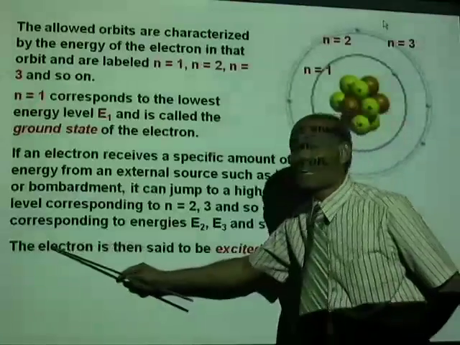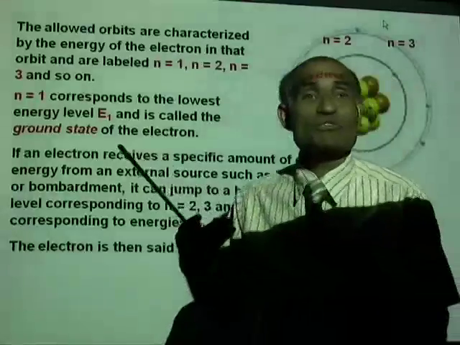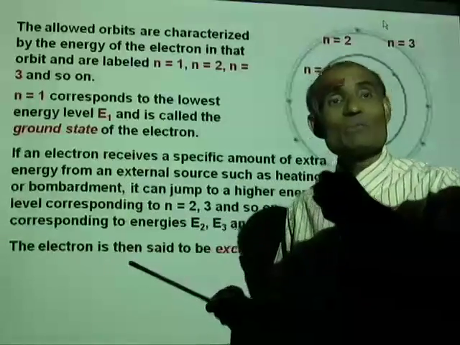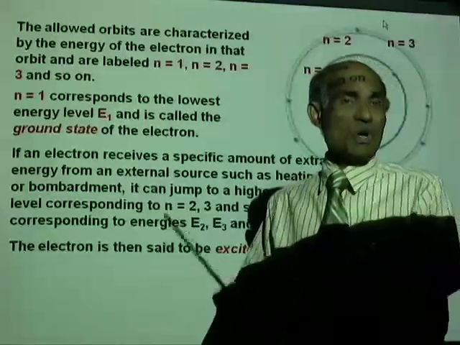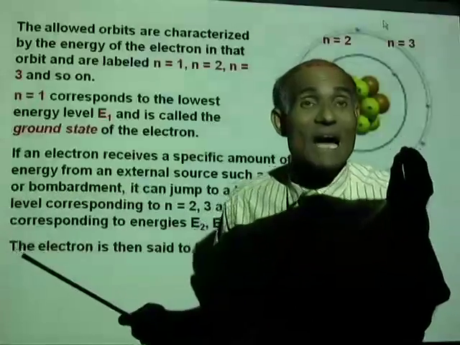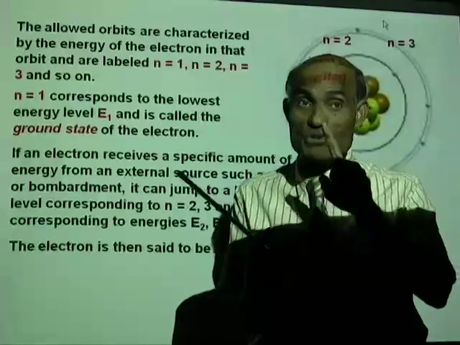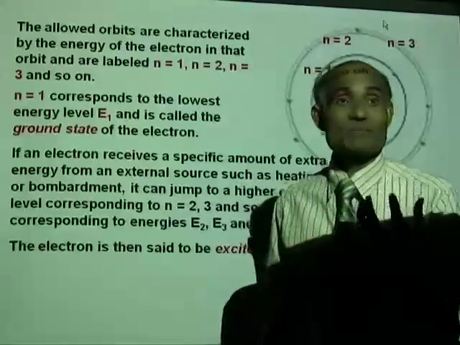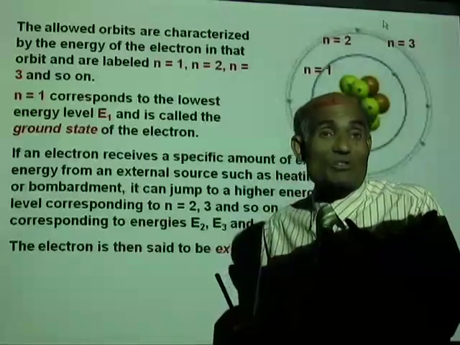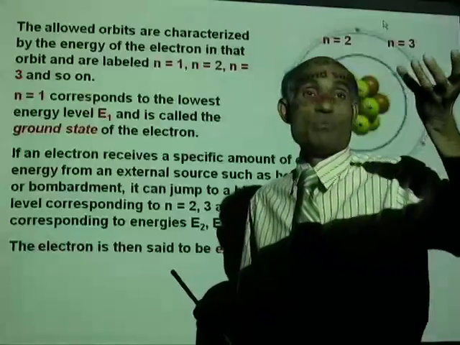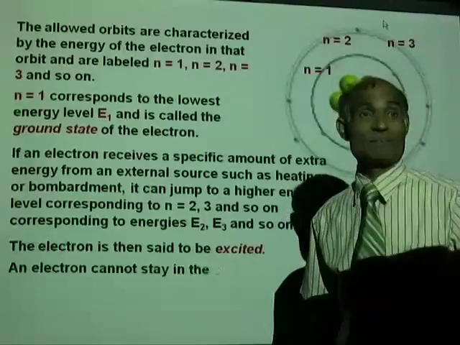Now, this electron is said to be excited. Once the electron has jumped from a lower level to a higher level, the atom is said to be excited. It is no longer normal. In a normal atom, you will find the electron in the ground state. Remember, we're talking about the hydrogen atom. In a normal hydrogen atom, the electron will be in the ground state. The moment that electron has received extra energy and moved into an outer orbit, we say the atom is excited.